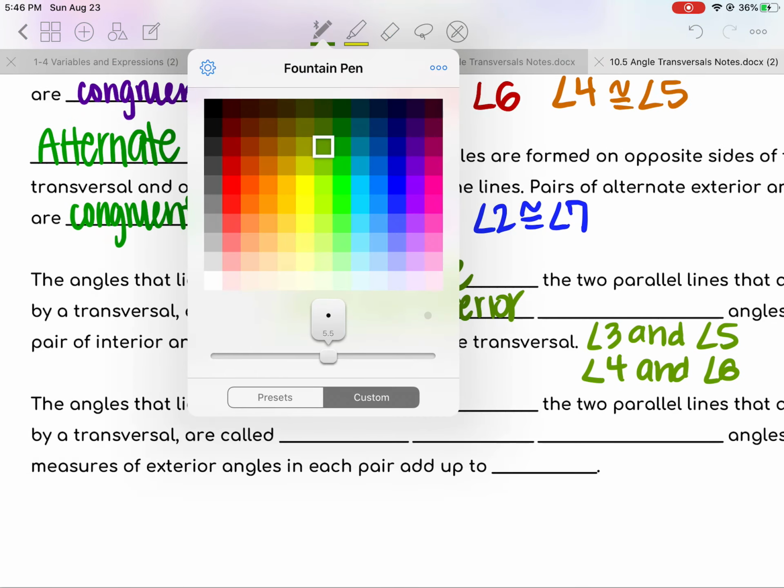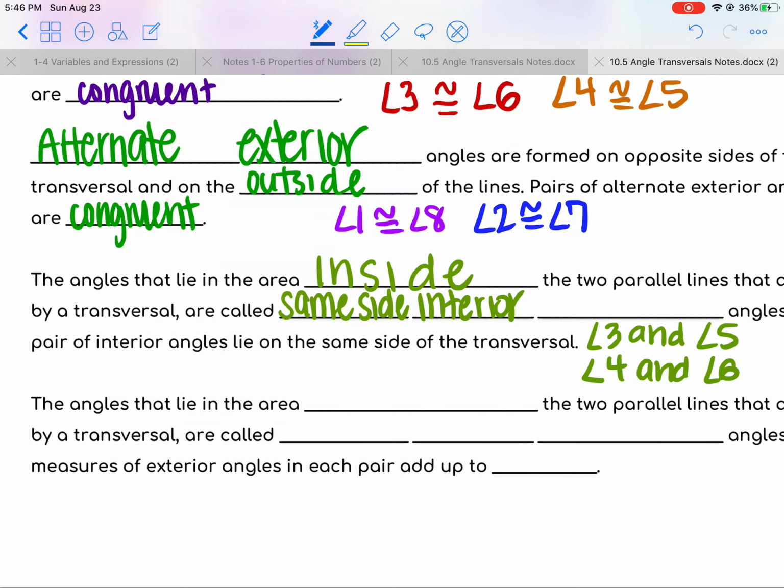Just like with alternate exterior, you have a similar idea, except now they are same side exterior. So the angles that lie in the area outside, I put exterior, I should have put outside, that's okay. We all make mistakes. They lie on the outside of the parallel lines cut by a transversal. These are called same side exterior because they are on the outside of your parallel lines, but they are on the same side of your transversal.